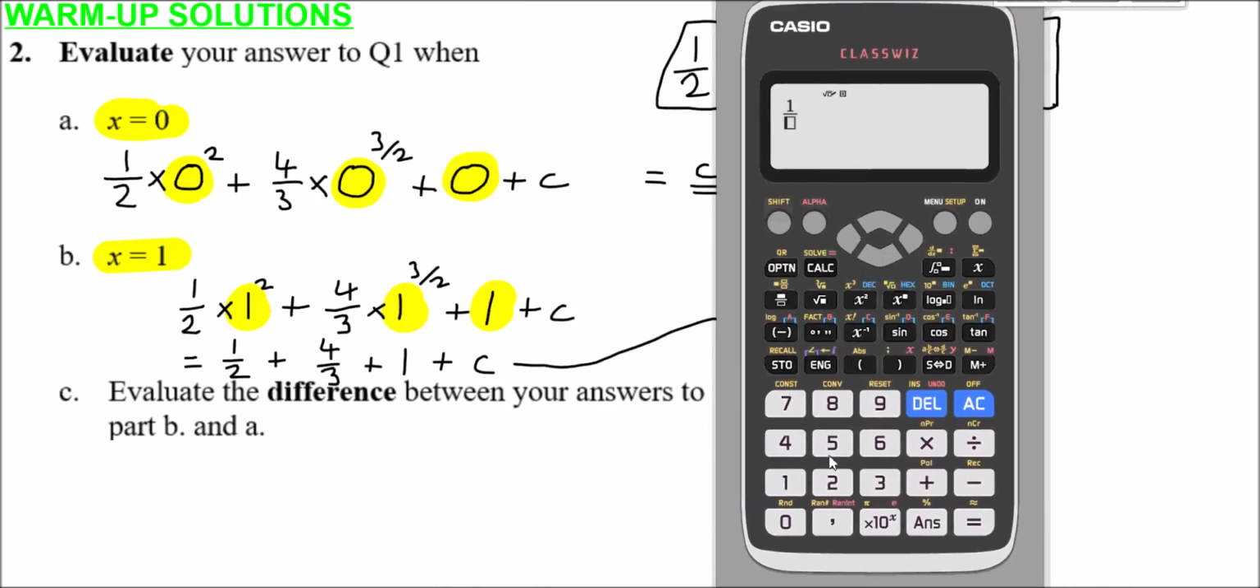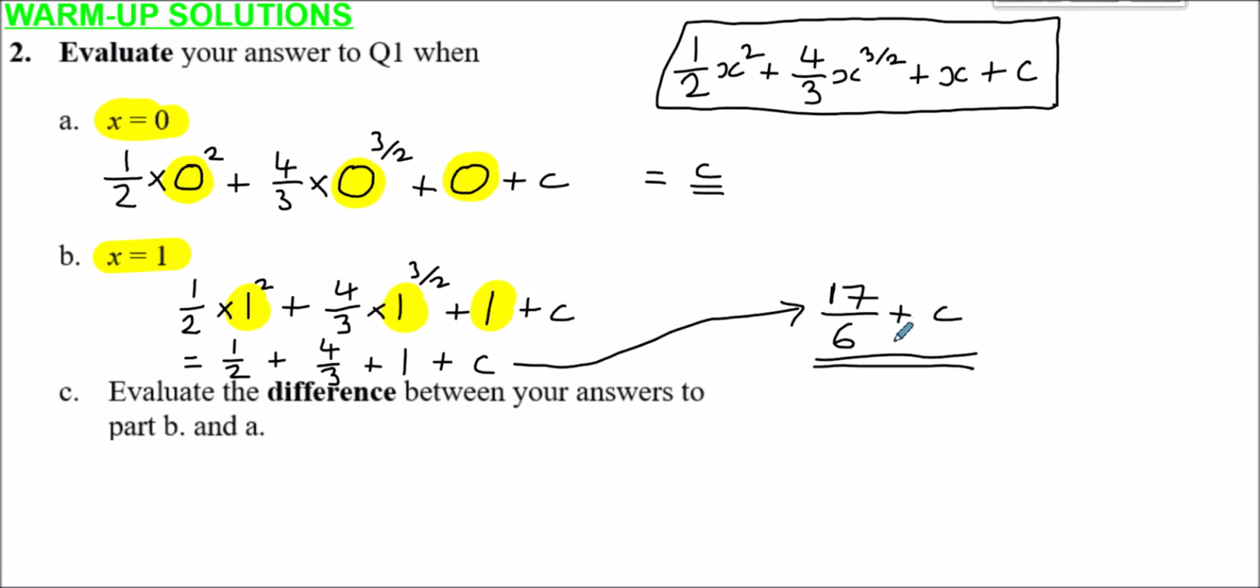So 1/2 plus 4/3 plus 1. There we go, 17/6. Obviously plus the constant of integration.